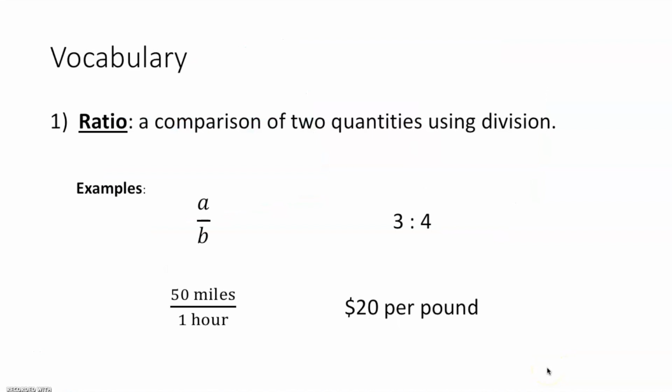First vocabulary term is a ratio. That's a comparison of two quantities using division. So here you see we have A over B, or A to B. We have 3 to 4. We have 50 miles per every 1 hour, or 50 miles over 1 hour. And here we have $20 per pound, or $20 for every 1 pound. Those are a bunch of different ways to write ratios.